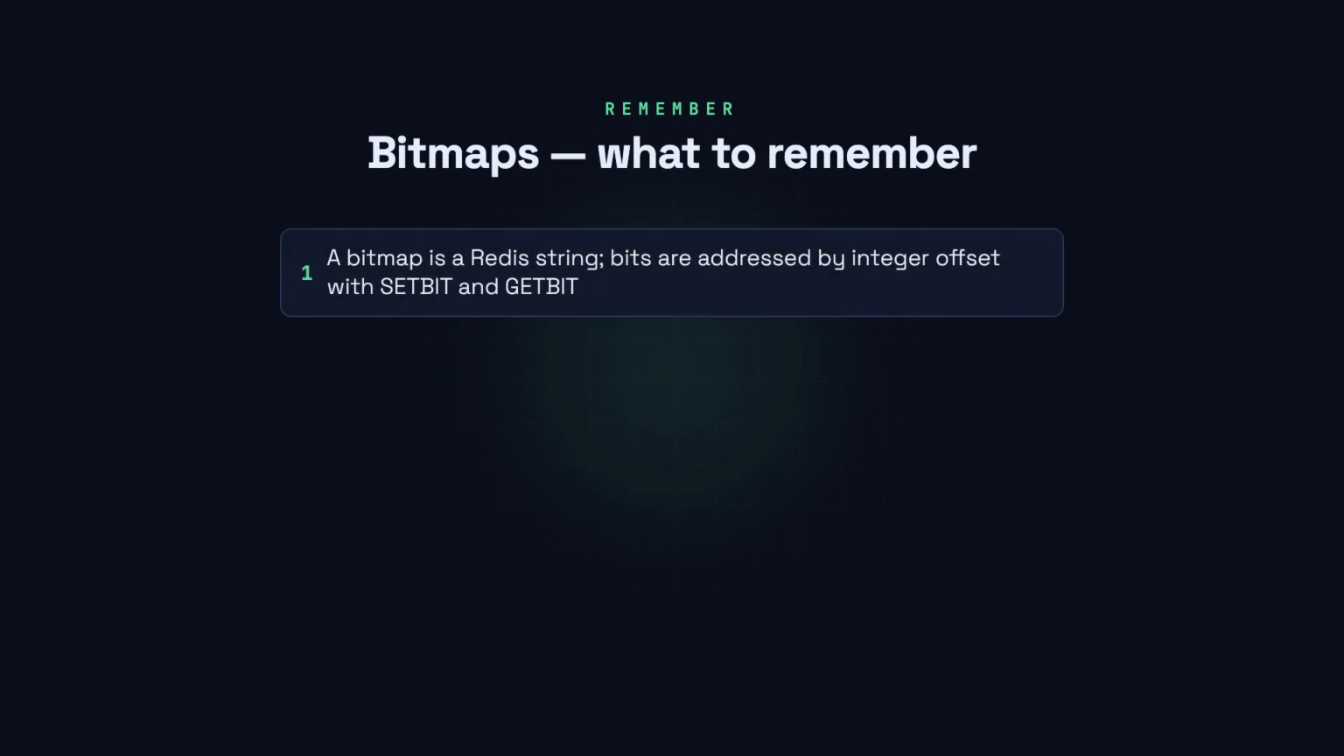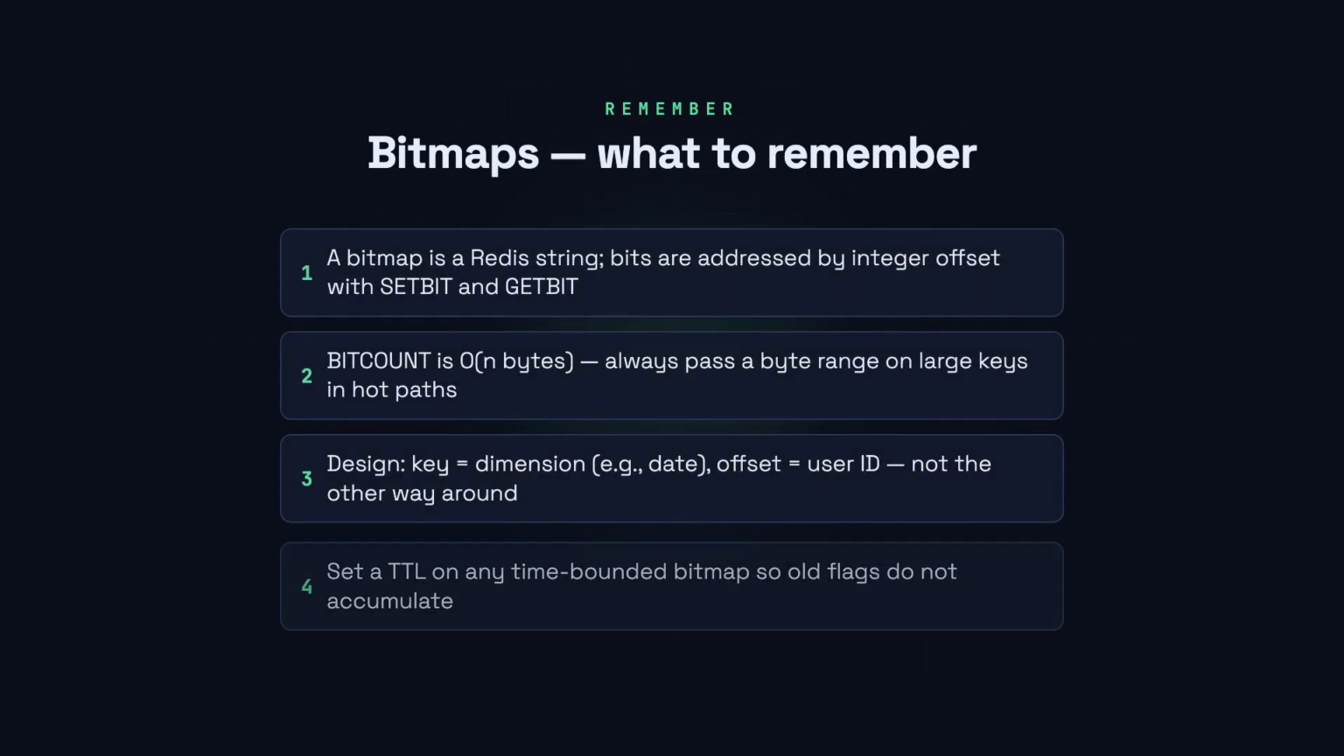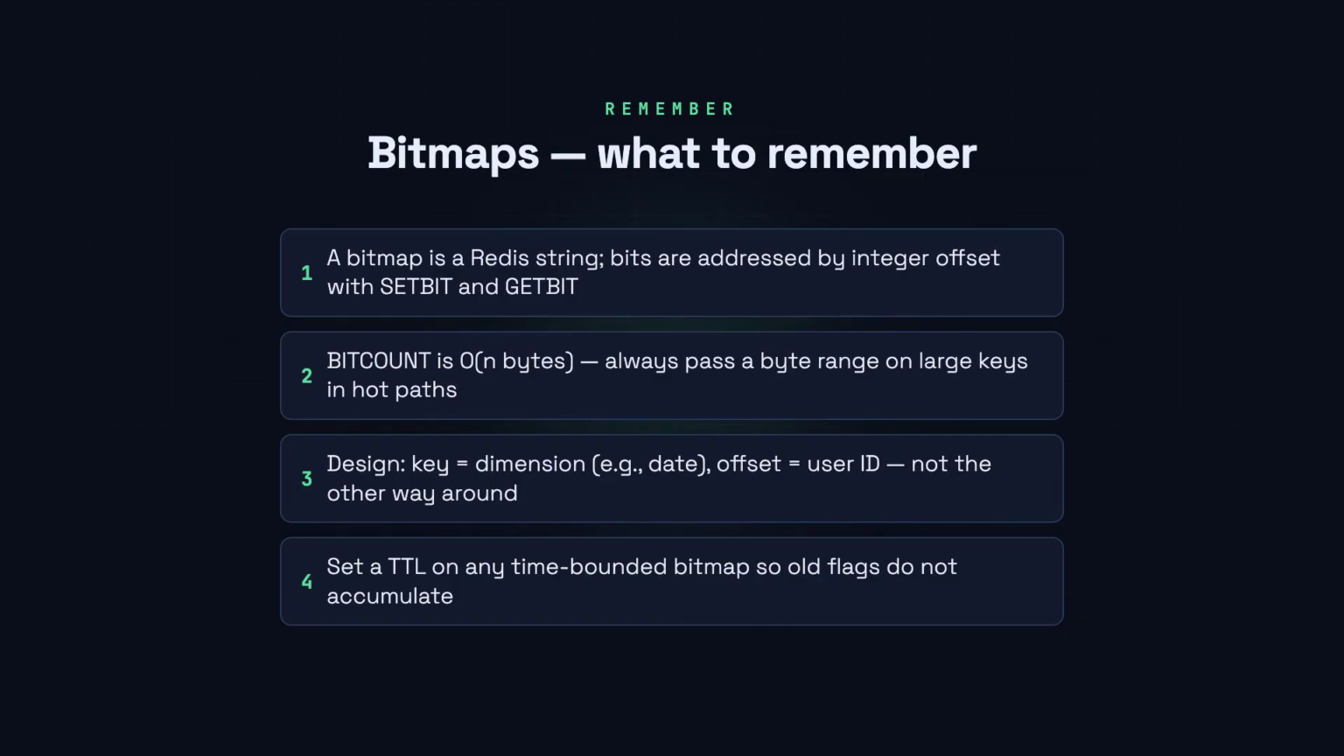Bitmaps are one of Redis's most memory-efficient tricks. Keep the key versus offset design straight, scope your BITCOUNT ranges, and remember TTLs, and you will catch the real bugs in any PR.